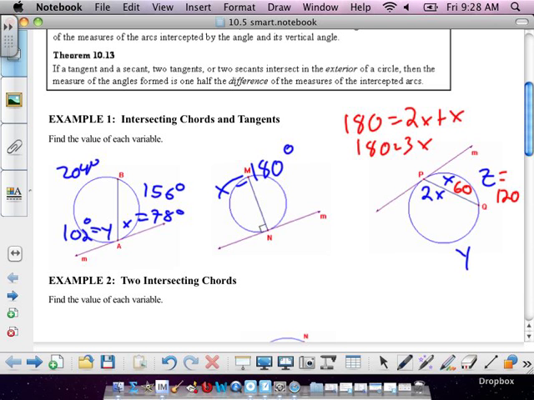Okay? x equals 60. So 2x would equal what? 120. So y would equal? Yeah, 240. Okay? Feel pretty good? The angle is just half the arc. That's the whole thing behind all of these. We're going to move on to example 2, which is all about intersecting chords.